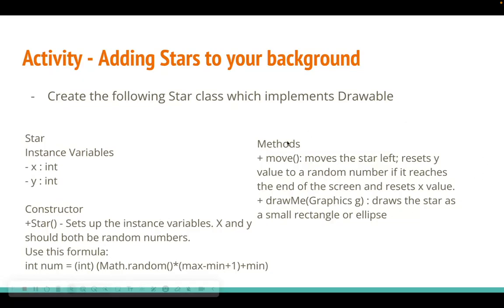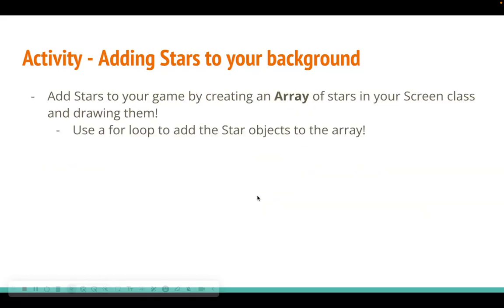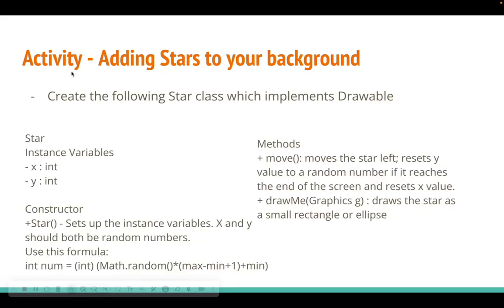Then for move, it's going to move the star to the left, and then it's going to reset the Y value to a random number if it reaches the end of the screen, and it's going to reset the X value so it's on the rightmost part of the screen, so it's starting at the beginning. Then for the draw method, it's just going to draw the star as a small rectangle or ellipse. If you want, you can make it an image. That's totally fine too. So go ahead and quickly work on this if you don't already have your own version of the stars, and then I'll show you a possible solution in a moment.